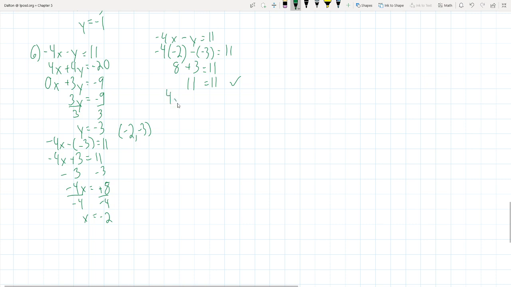Let's try the other one. The 4x plus 4y equals negative 20. So I do 4 times negative 2 plus 4 times negative 3, and that's supposed to equal negative 20. 4 times negative 2 is negative 8. 4 times negative 3 is negative 12. That equals negative 20. Combine like terms. Negative 20 equals negative 20. That works out.